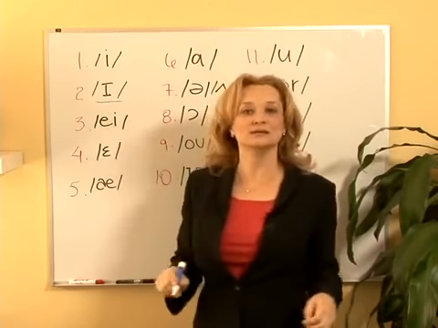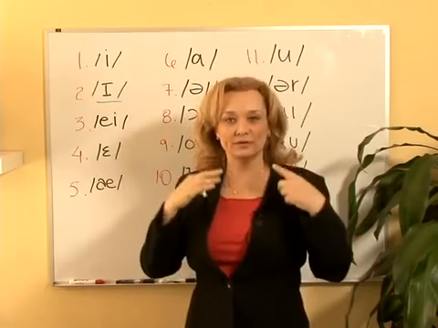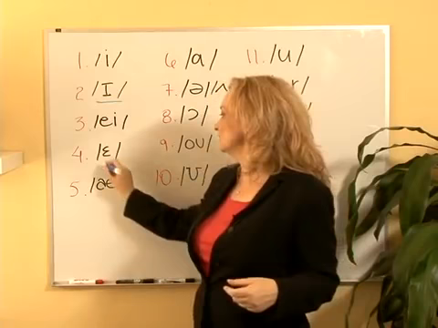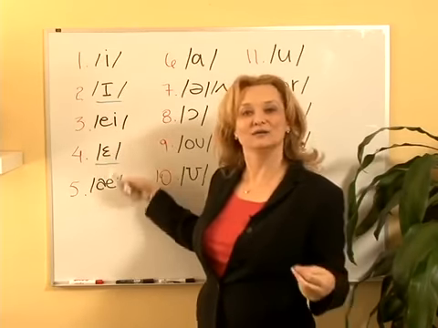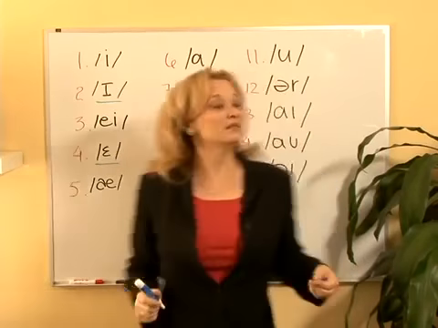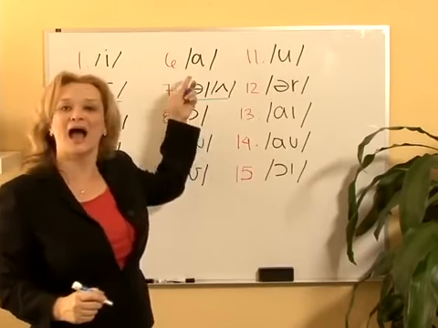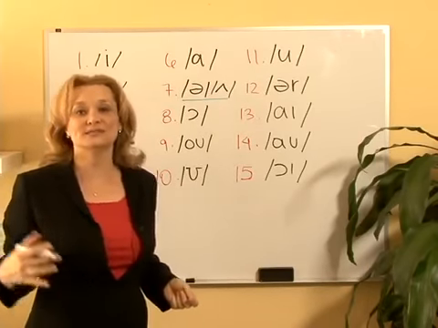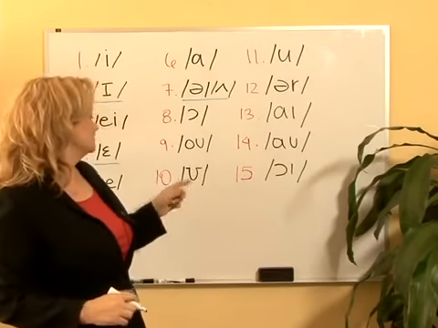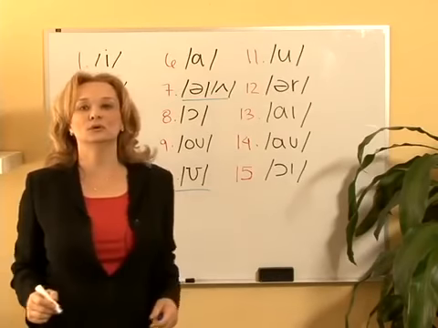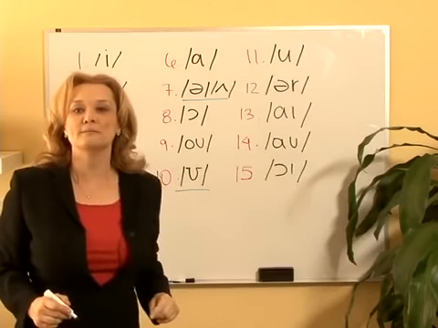The first one is I. So we don't say E, we say I. Very neutral, very relaxed. The second one is E. We don't say A, we say E. The third one is the vowel in love. We don't say the tense sound, we say love, love. And the fourth one is the vowel in book. We don't say the tense sound, we say book.